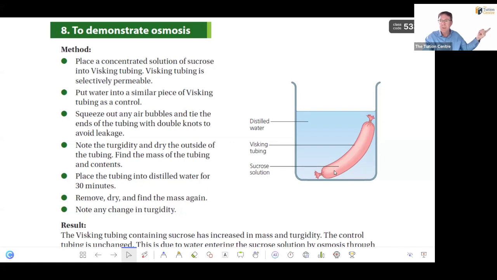But the second part of osmosis you have to put in your definition is that it's through a selectively permeable membrane. That's osmosis. If it's not going through a selectively permeable membrane, it's not osmosis. If it's not the movement of water, it's not osmosis. Only water moves by osmosis, and only water moves by osmosis through a selectively permeable membrane.